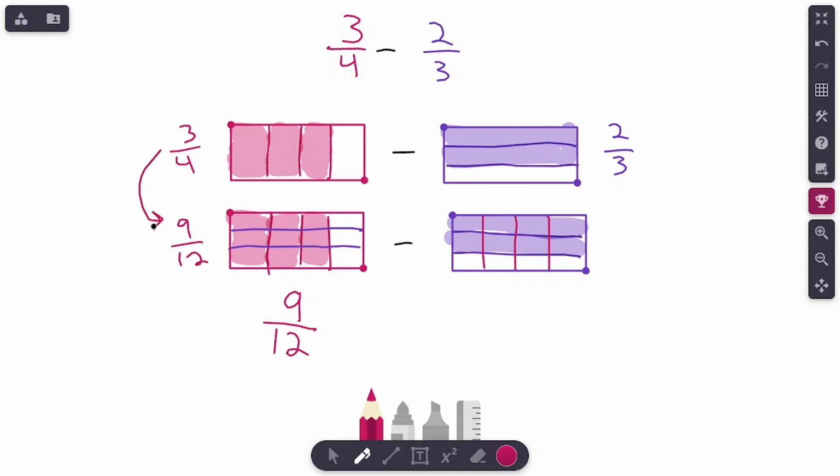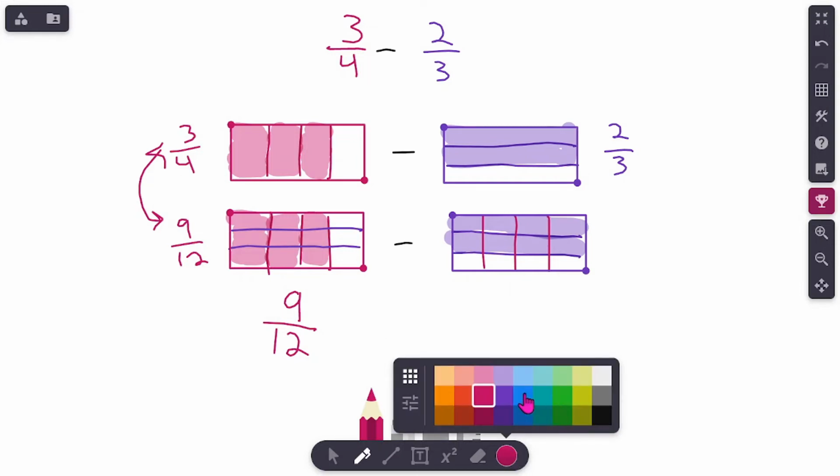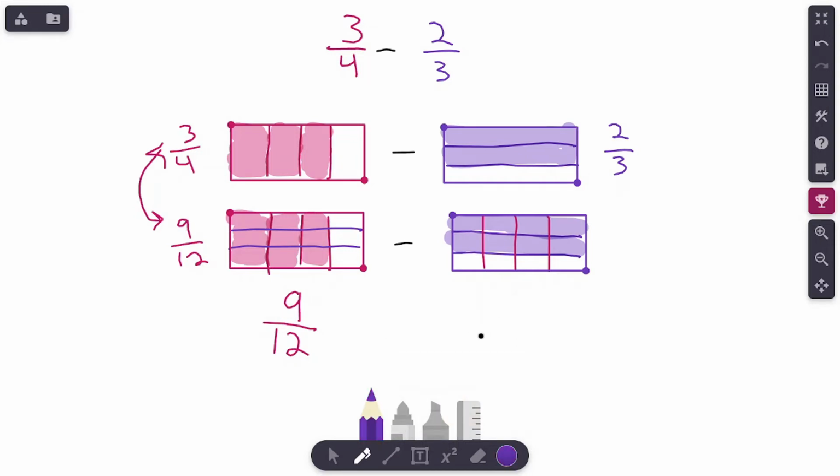These fractions are equivalent. We created equivalent fractions. Now let's look at our purple model over here. How many sections are there? 1, 2, 3, 4, 5, 6, 7, 8, 9, 10, 11, 12. So there are 12 sections.